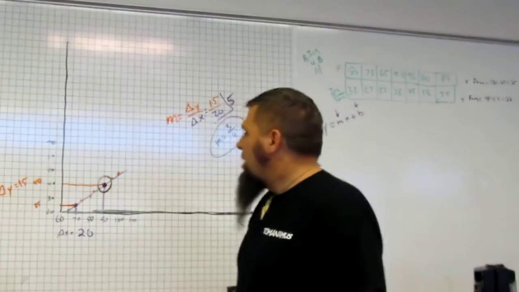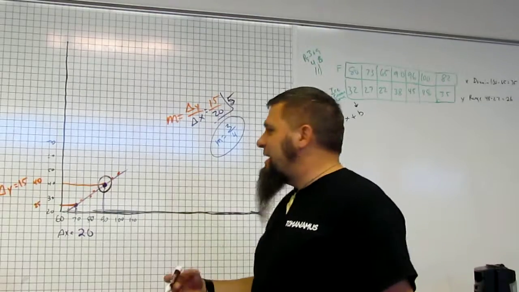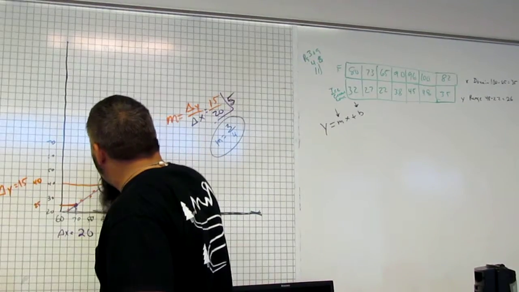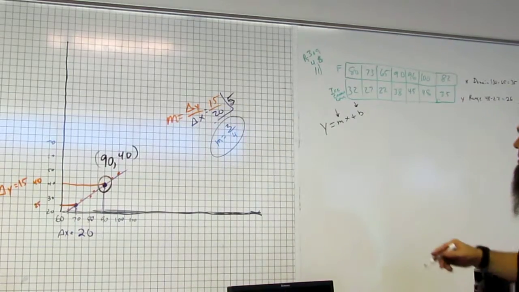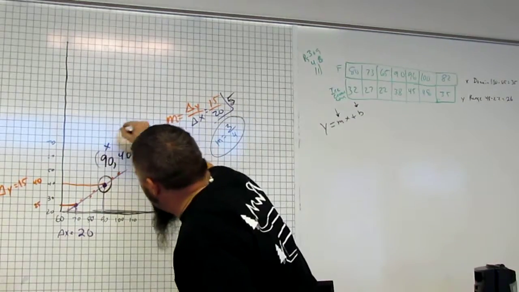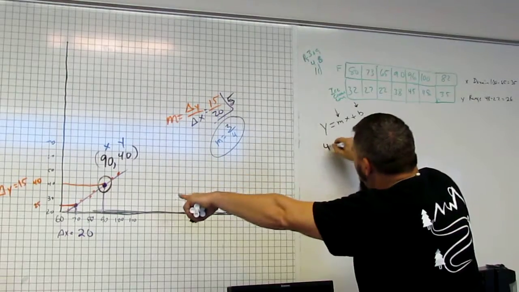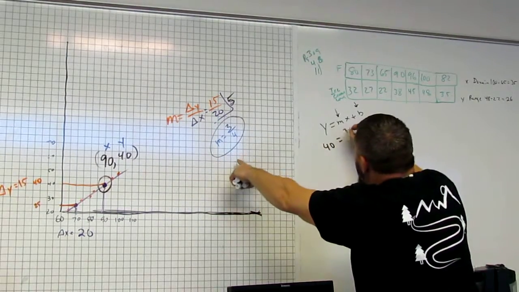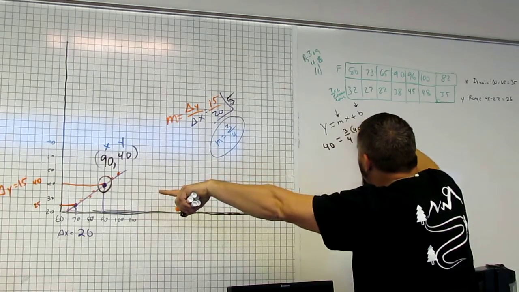I like it too, because they both have zeros. It's 40 and it's 90. 90 and 40. That's the point we're going to use. This is x and this is y. So I just plug it in. 40 equals m, which is 3/4, times x, plus b.